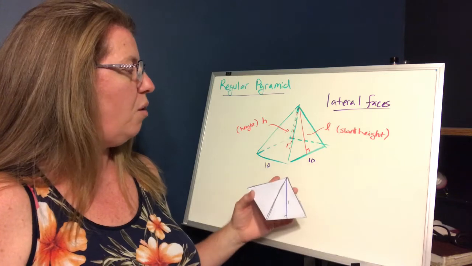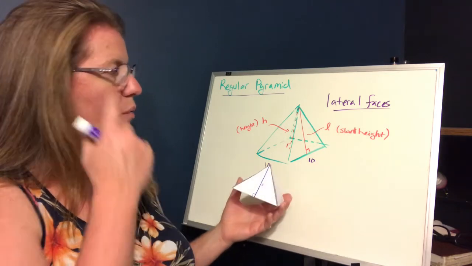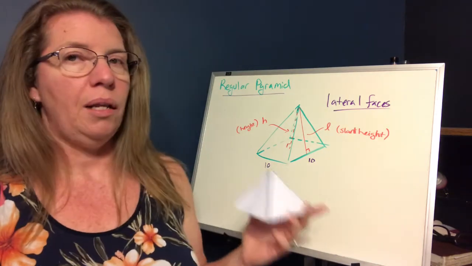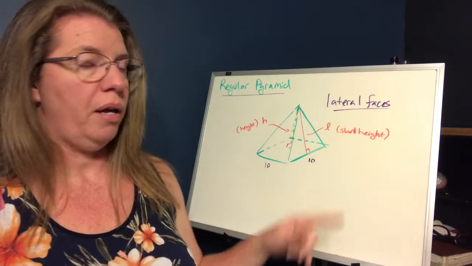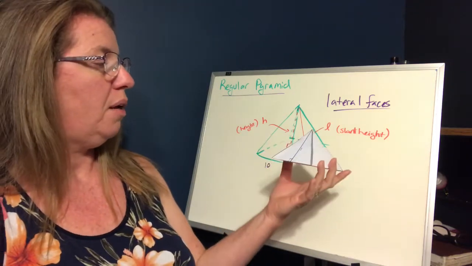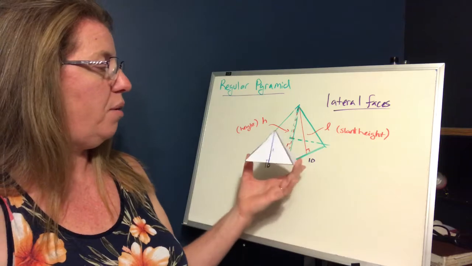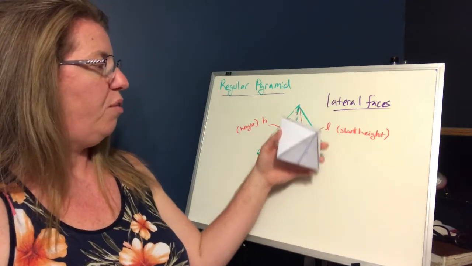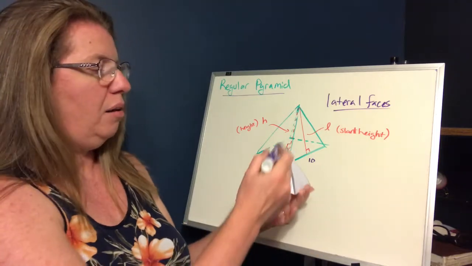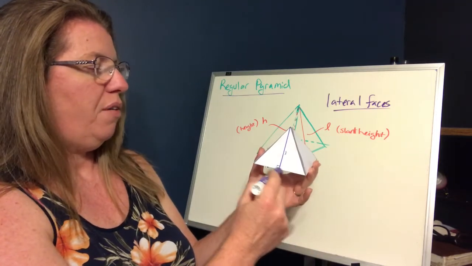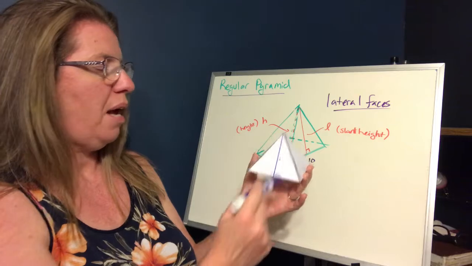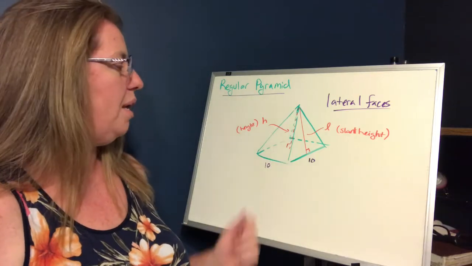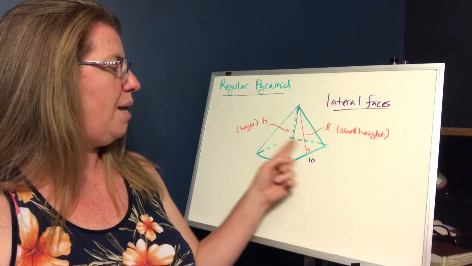Okay, so here's our first question. They're saying, can we find one lateral face or one triangle of this pyramid? We're trying to find the area of it. So again, we're looking at just the triangle here, and we need to find L to find the area of our triangle using 1/2 base times height. And the only number they give us, though, is that it has a base 10.